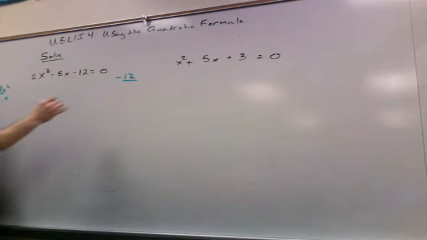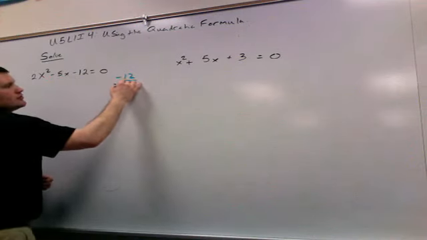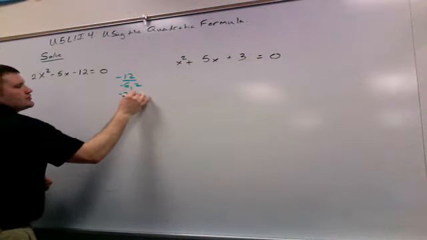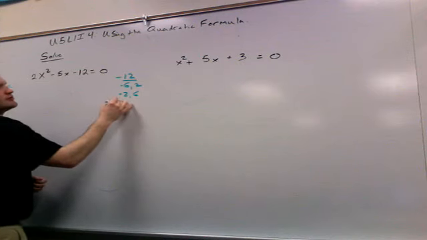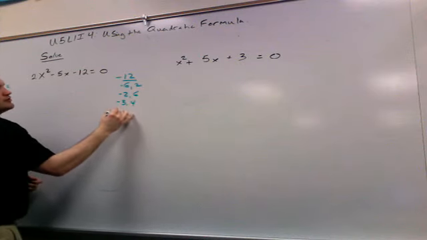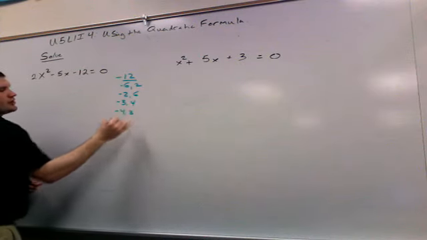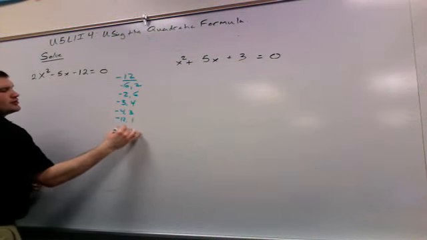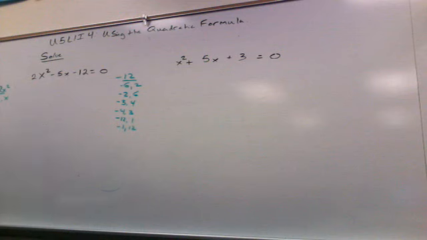Factors of negative 12 are negative 6 and 2. Negative 2, 6. Negative 3, 4. Negative 4, 3. Negative 12, 1. Negative 1, 12. Okay, so those are our factors of negative 12, right? So now we've got to find the combination that adds to what? Negative 5. We've got to find the combination that adds to negative 5.